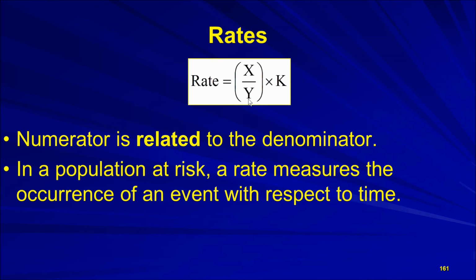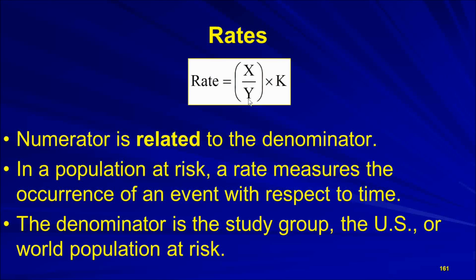Okay. In a population at risk, a rate measures the occurrence of an event with respect to time. So time is another dimension with a rate, and it may help you to distinguish whether you should apply a rate, a ratio, or proportion. Now, we always know that the denominator is the study group, the U.S. or the world population at risk.